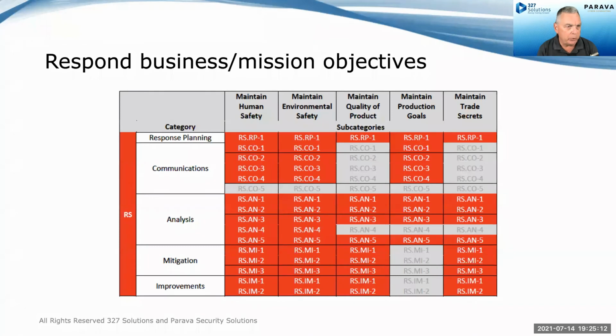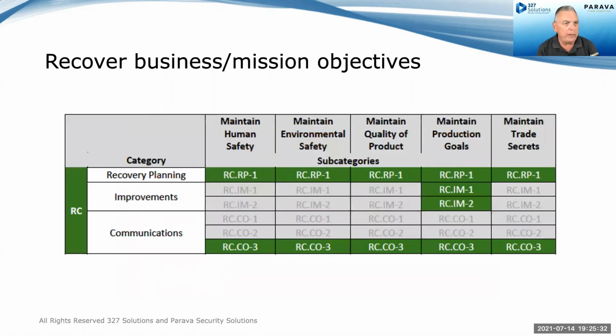For the respond category, you have response planning, communication, analysis, mitigation, and improvements, which also illustrate the mappings that can be applied to human safety, environmental safety, the quality of the product, production goals, and the maintenance of trade secrets. For recovery, you have the categories of recovery planning, improvement, and communication, which also align to the mission and business objectives of maintaining human safety, maintaining environmental safety, quality of product, production goals, and the maintenance of trade secrets.